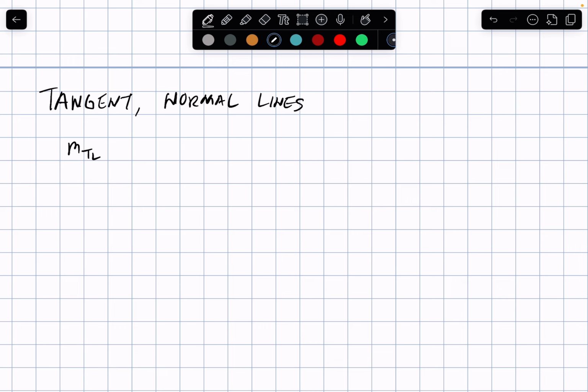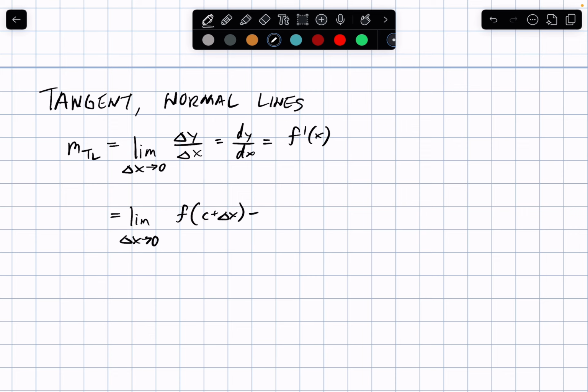The formula for the slope of a tangent line is equal to the limit as delta x approaches 0 of delta y over delta x. This is equal to dy over dx, which is equal to the derivative of the function. This can be rewritten as the limit as delta x approaches 0 of... basically, this is the definition of the derivative.